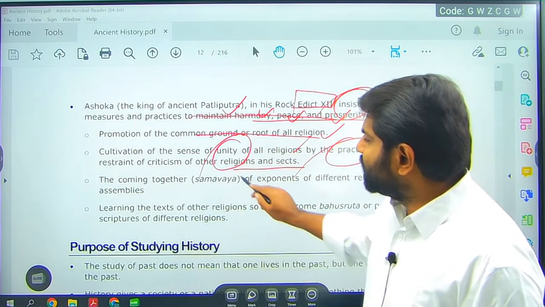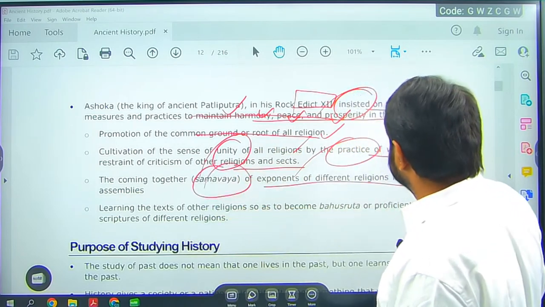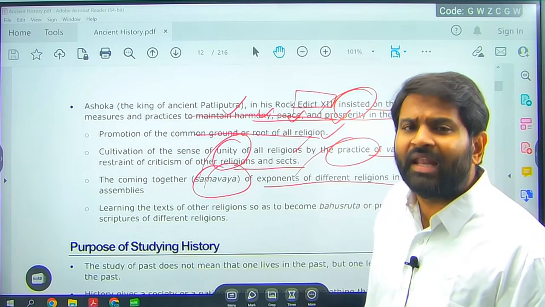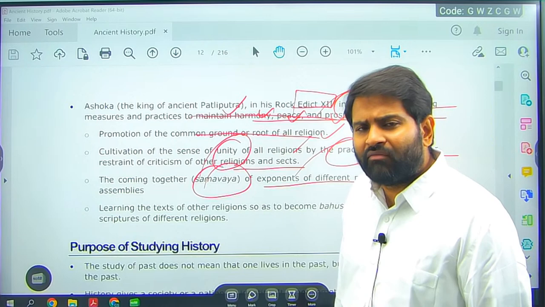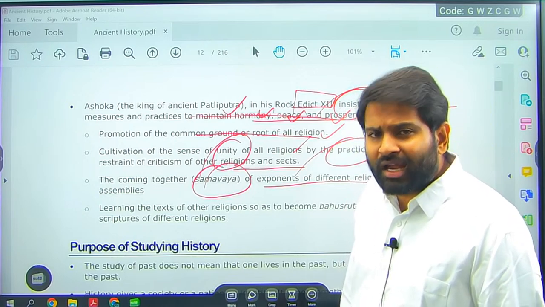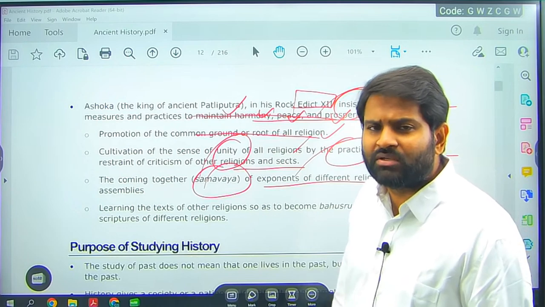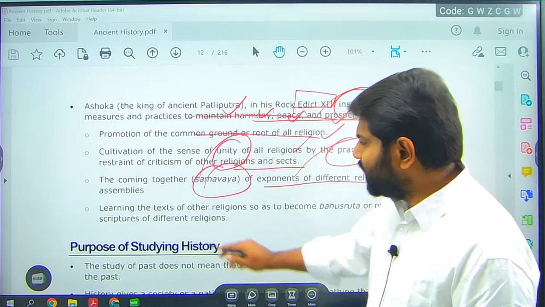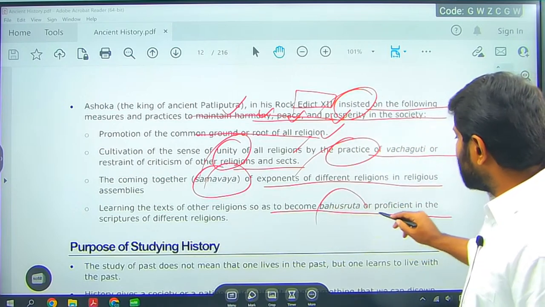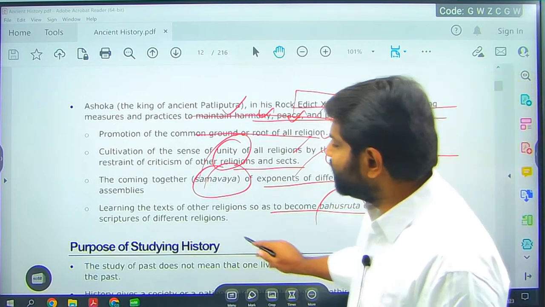The coming together, samavaya, of exponents of different religions in religious assemblies, debate, discussions, dialectics. When you discuss and debate, then we will realize that it is all for the common ground. It is all for humankind's goodness, humankind's peace, humankind's harmony. Learning the texts of other religions so as to become bahu shruta, or proficient in the scriptures of different religions.